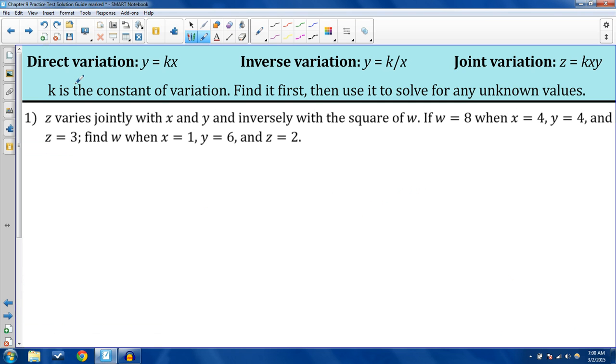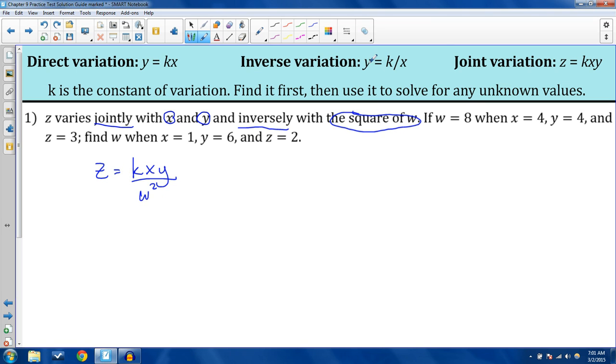Okay, this was number 1 on the practice test. Z varies jointly with X and Y. So automatically you're saying, okay, Z is equal to your constant of variation being multiplied by X and Y. Z also varies inversely with the square of W. Varying inversely with W would just be like that, but the square of W is squaring W. Now be careful between square and square root, or cube and cube root. Obviously, those are two different things. Okay, so that's your first setup.